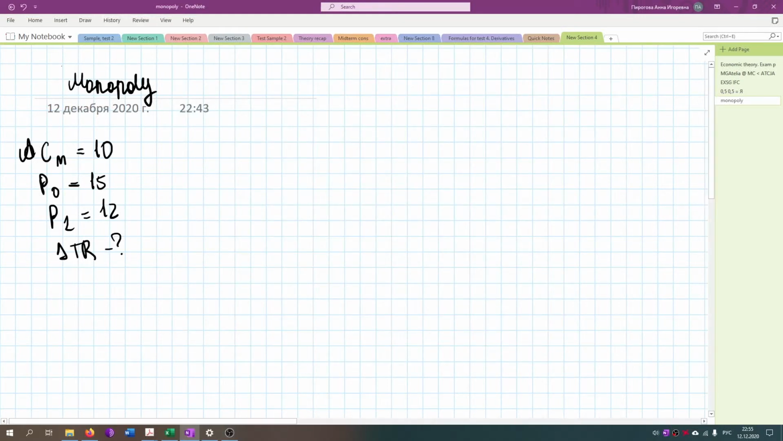Now let's discuss some exercises about the monopoly. So in our first case, we have average cost in the market equal to 10. The first price is equal to 15. Then the price was 12, and we need to find the change in the total revenue.